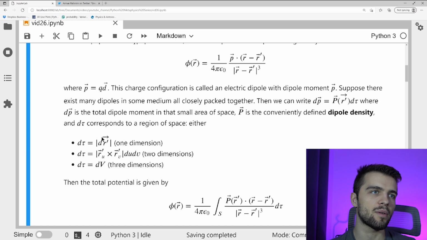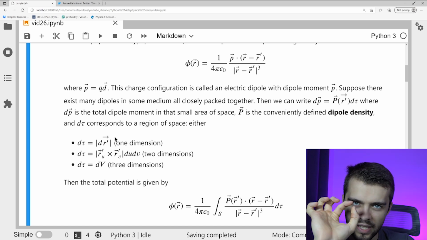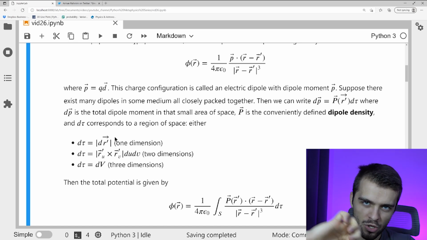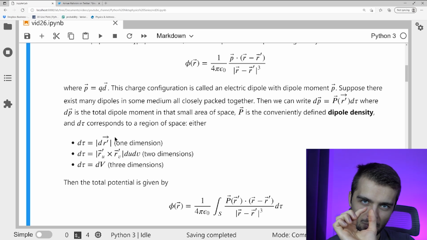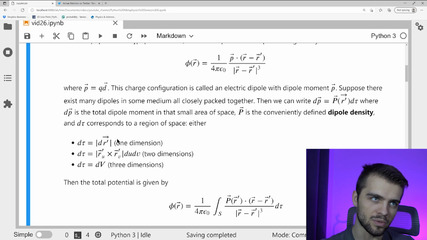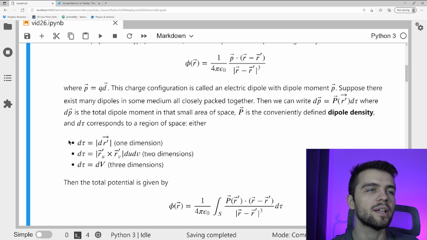So in 1 dimension, d tau is equal to the absolute value of dr prime here. That gives a small infinitesimal line segment. So if I have a string, it says that the amount of dipole in a small area is proportional to the length, if I look at this formula.